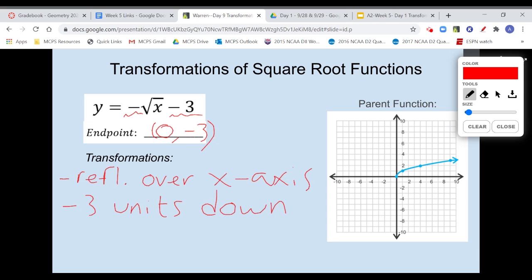The 3 units down, that can be seen in this endpoint. So if I put the endpoint on the graph, that would come to like right here, right? (0, -3). And you can see how that has moved 3 units down from the parent function. But because I've also reflected over the x-axis, my function is going to look more like this now. Okay, that's kind of a rough sketch, but that's what it's going to look like because instead of increasing, it'll be decreasing. It's been flipped over that axis.